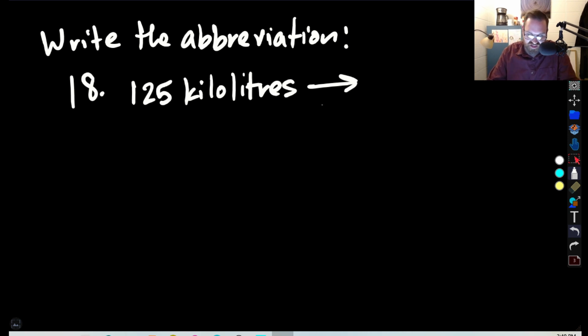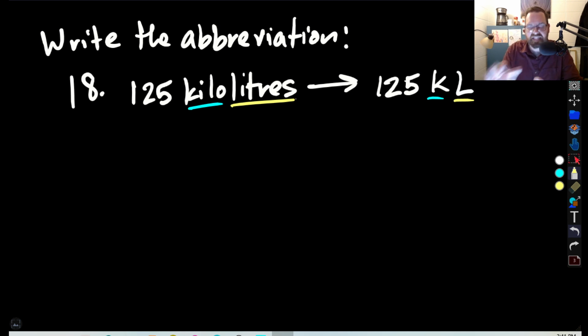So the corresponding abbreviation, what you do is you put the prefix in front of it, the K, which is the kilo, right? So this is going to correspond to the K. And then the liters is going to be the capital L in this case, right? So you're kind of combining the prefixes and the actual units that you're really looking for.